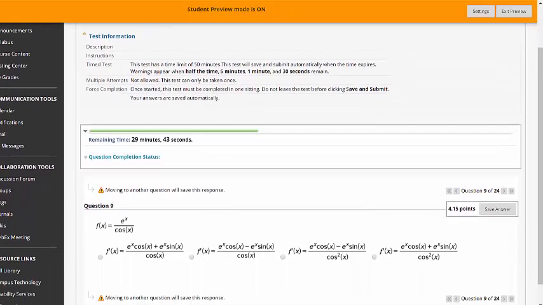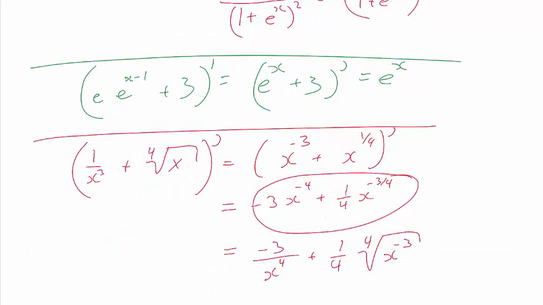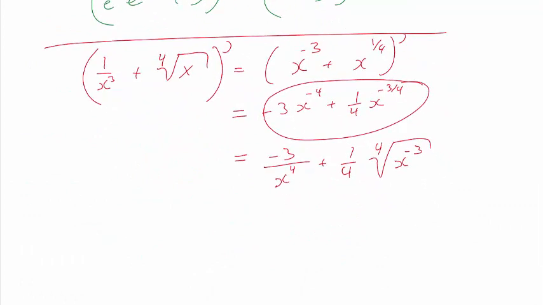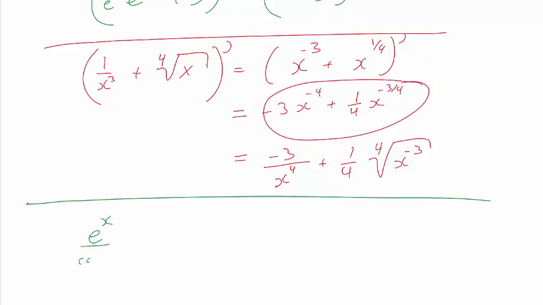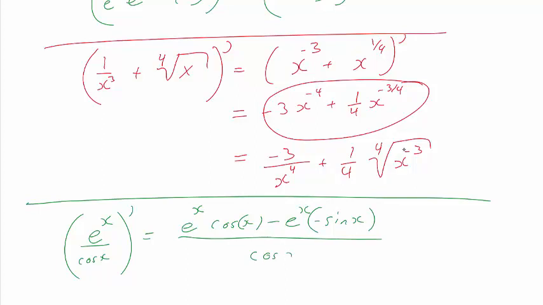All right, so this is a quotient rule problem. And so we've got e to the x over cosine x, and we're taking the derivative. Again, quotient rule, so we've got e to the x times cosine x minus e to the x times negative sine x, over cosine of x squared.